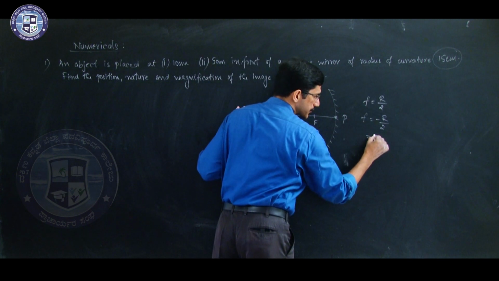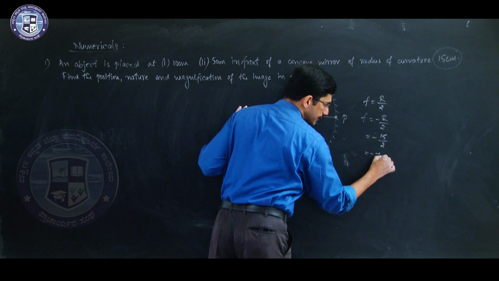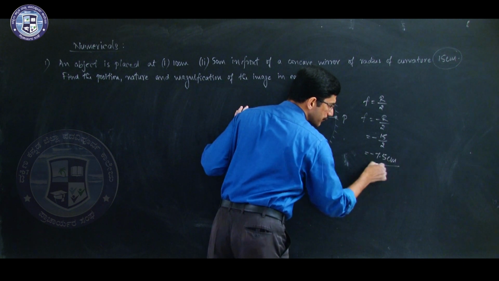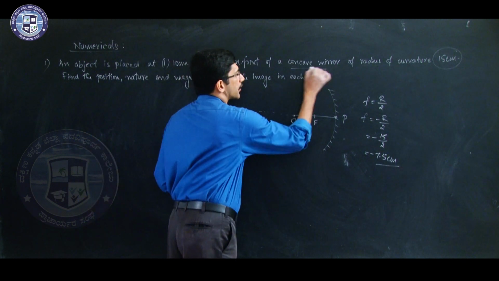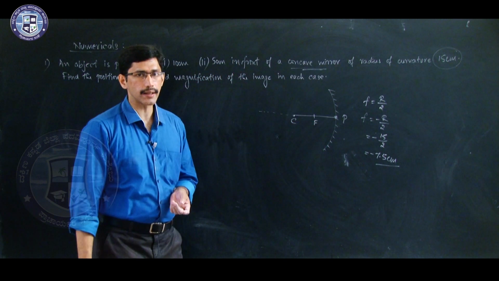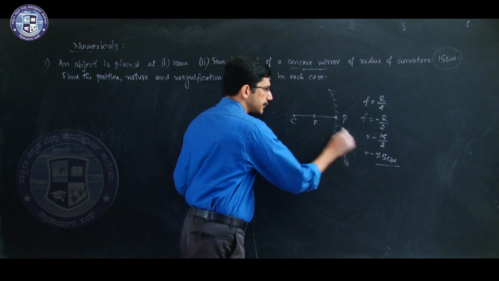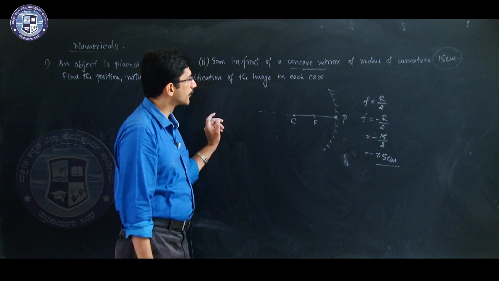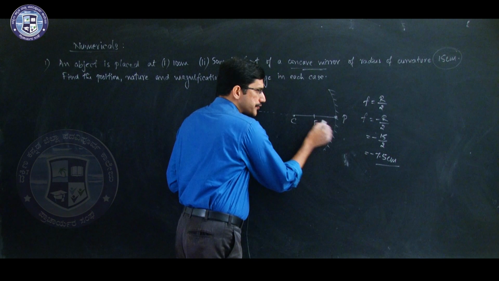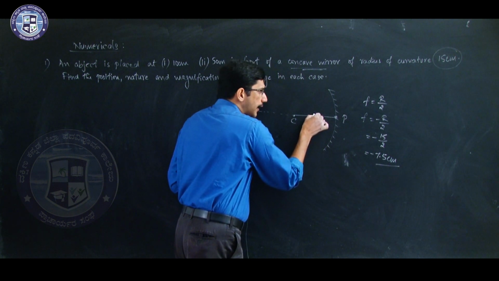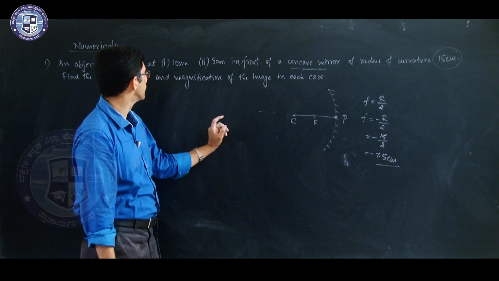The radius of curvature is 15 centimeter, divided by 2. Therefore, the focal length is minus 7.5 centimeter. It is given that it is a concave mirror, and for a concave mirror the focal length is negative, so minus 7.5 centimeter would be the focal length. Now, the distance from P to F is 7.5 centimeter and the distance from F to C is also 7.5 centimeter.